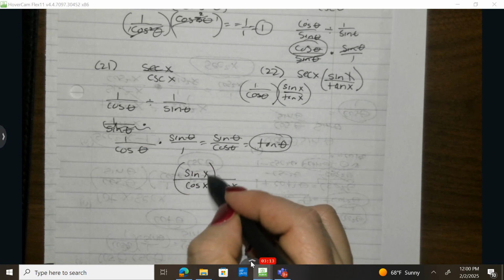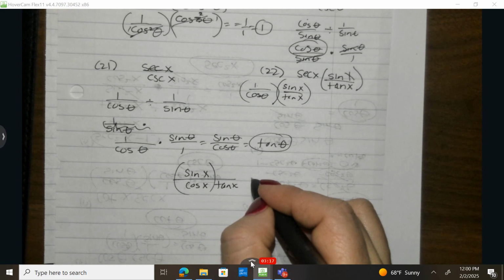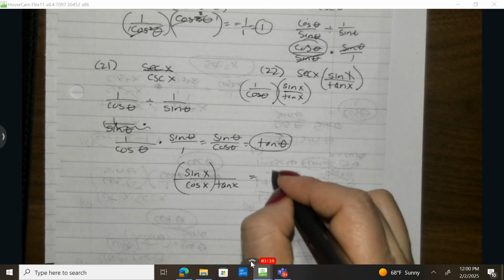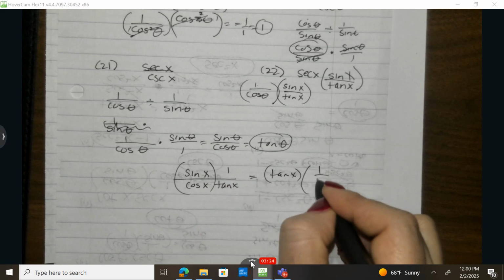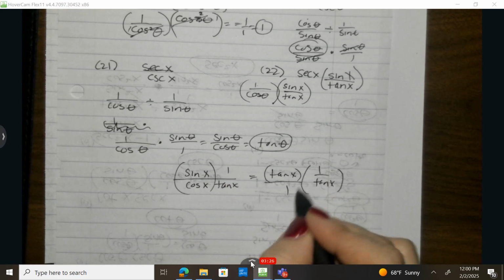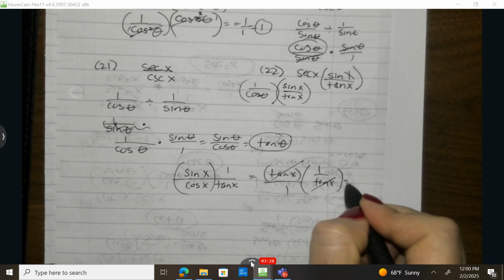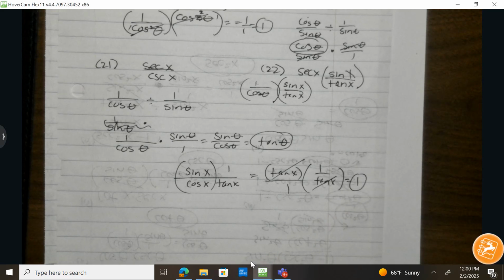I know this by itself is simply the tangent. Sine over cosine is the tangent. So it's like I have the tangent of x times 1 over the tangent of x. We can see the tangents are going to be simplified to 1, and I'm left with just 1. That was a tricky one.